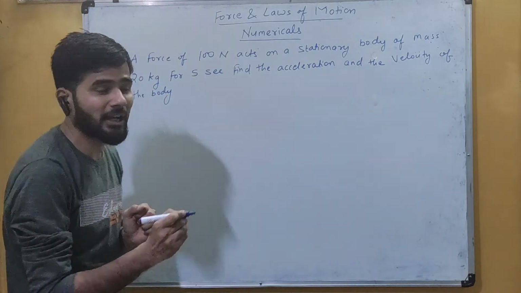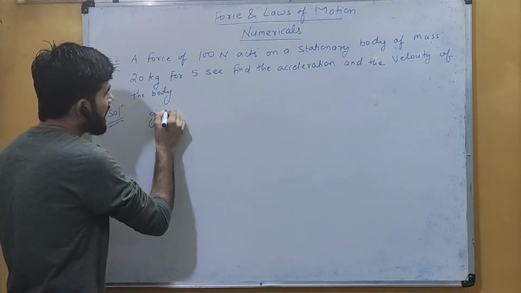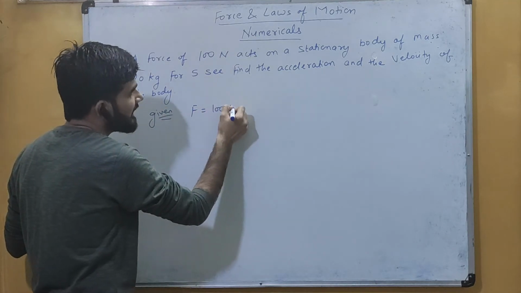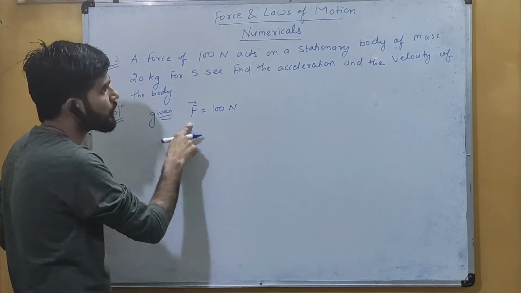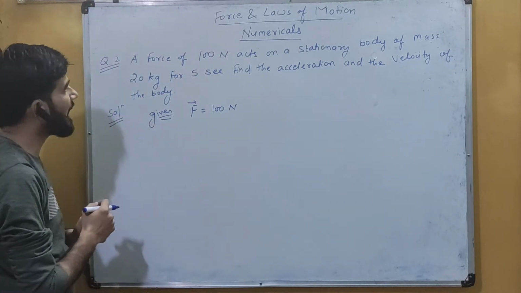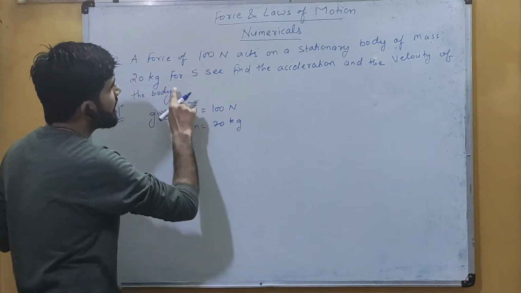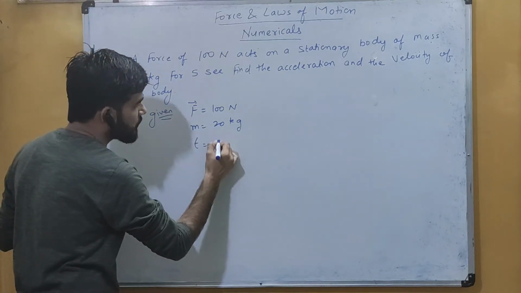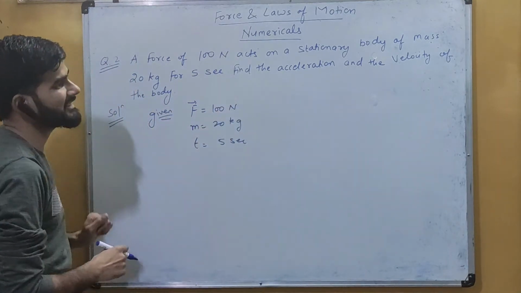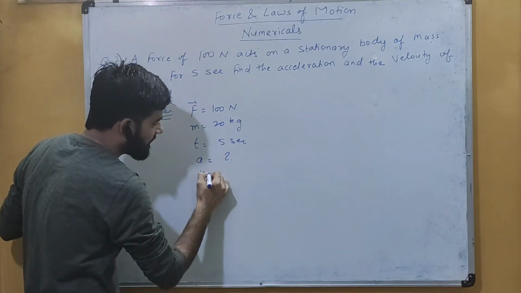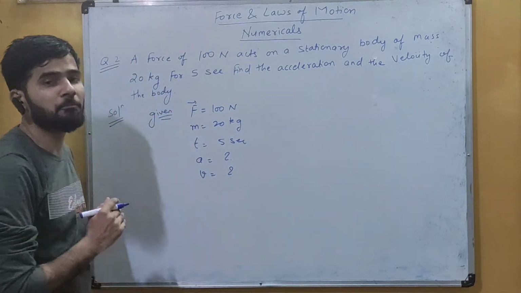The first thing is to write the given data. So what are the given values here? We have force is equal to 100 Newton. This force is a vector quantity on a stationary body of mass 20 kg. तो mass कितना होगा यहाँ पर? 20 kg for 5 seconds, and time is equal to 5 seconds. Find the acceleration and the velocity of the body. So we have to find the acceleration a and we have to find the velocity of the body.